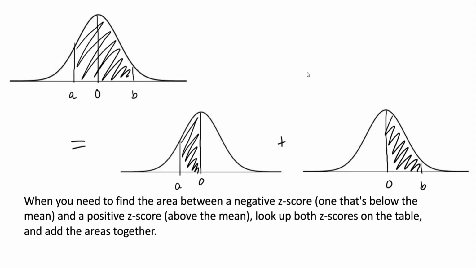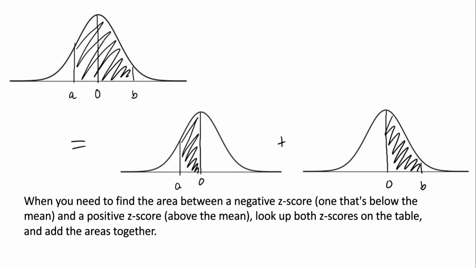This is another type of area we can have to find, where you have to find the area between a negative z-score and a positive one. When you need to find the area between a negative z-score, or one that's below the mean, and a positive z-score, one that's above the mean, you would look up both z-scores on the table and add the areas together.